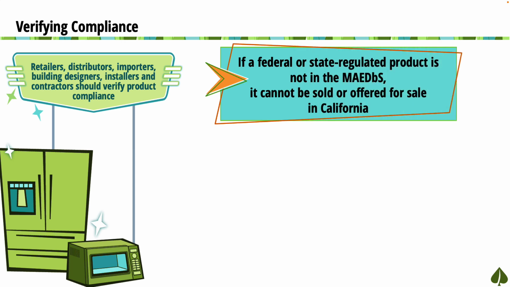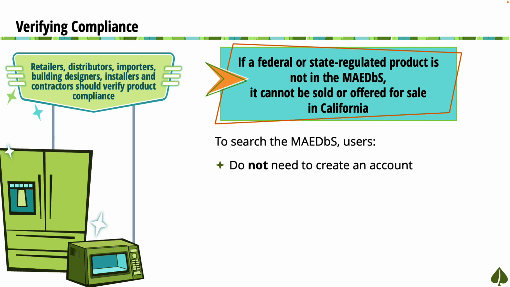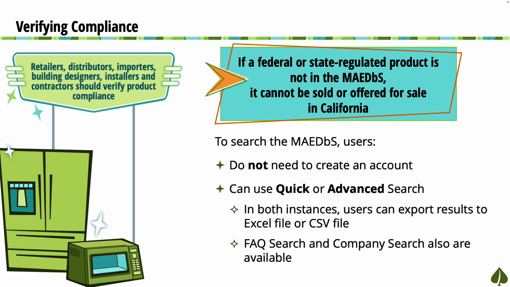If a federal or state-regulated product is not listed in the MAEDbS, it cannot be sold or offered for sale in California. Sellers of these regulated products do not need to create an account on the MAEDbS in order to verify whether a product is listed and therefore legal. Instead, they can simply use the Quick Search or Advanced Search functions.